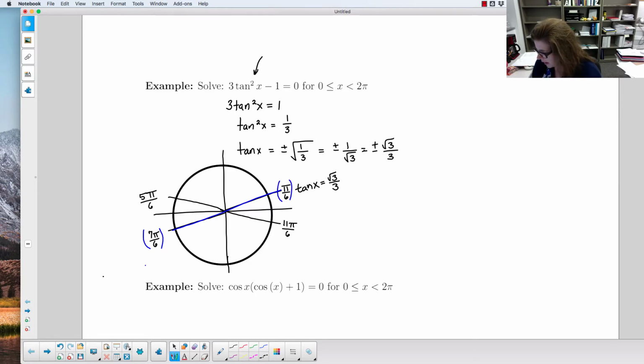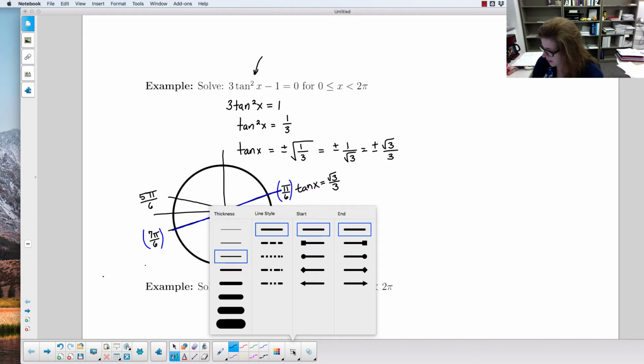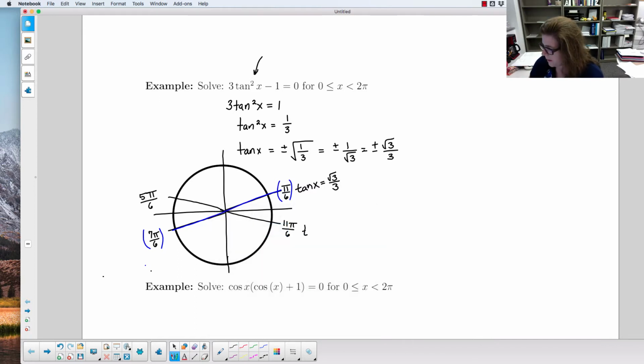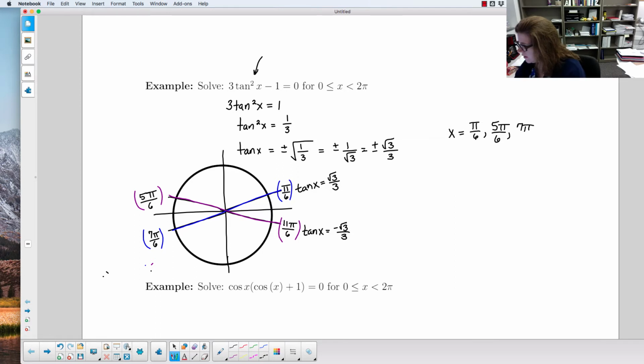Now the negative ones, if we're talking about negative slope, our tangent of x is negative square root of 3 over 3 here. So that includes this whole line, and we have 2 solutions for that as well. 5 pi over 6 and 11 pi over 6. Now as far as our overall solutions, that means x is equal to pi over 6, 5 pi over 6, 7 pi over 6, and 11 pi over 6.